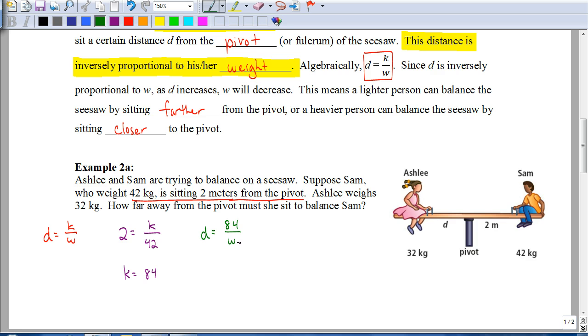So Ashley, who weighs 32 kilograms, to figure out how far away she needs to sit from the pivot in order to balance it out, we just put her weight in there for W. So it's going to be 84 divided by 32. When we divide that out, you get 2.625 meters.